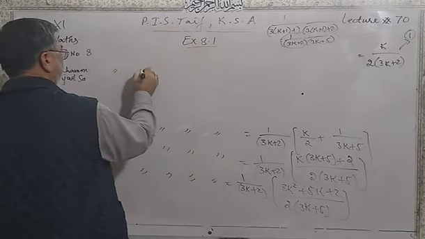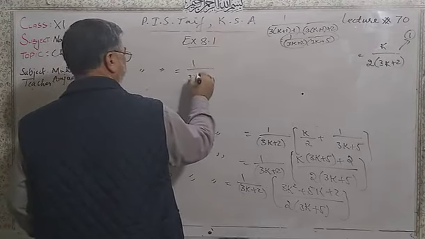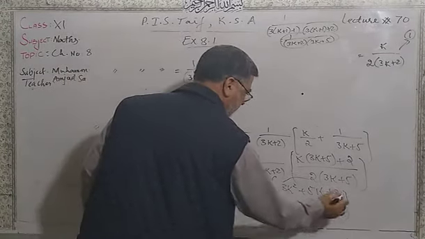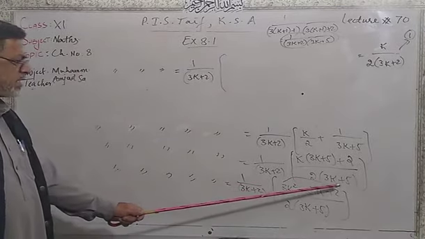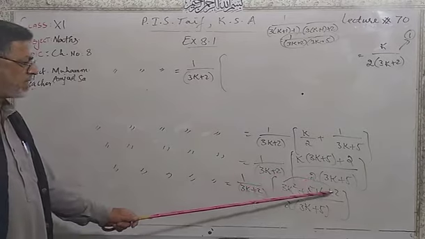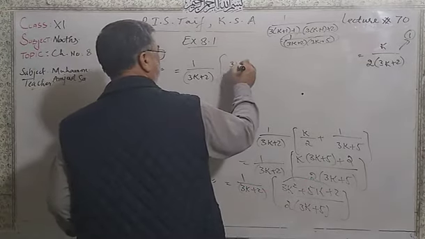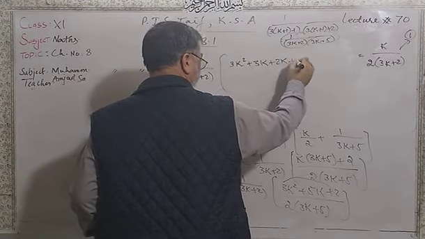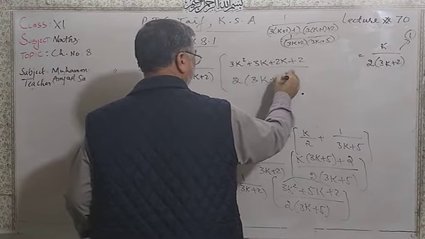So left hand side as it is 1 over 3k plus 2. Dear students, first and last is multiplied and make the pairs. This is 6k square. 2 plus 3 is 5. 2 into 3 is 6. So you can have 3k square plus 3k plus 2k plus 2 over 2 into 3k plus 5.